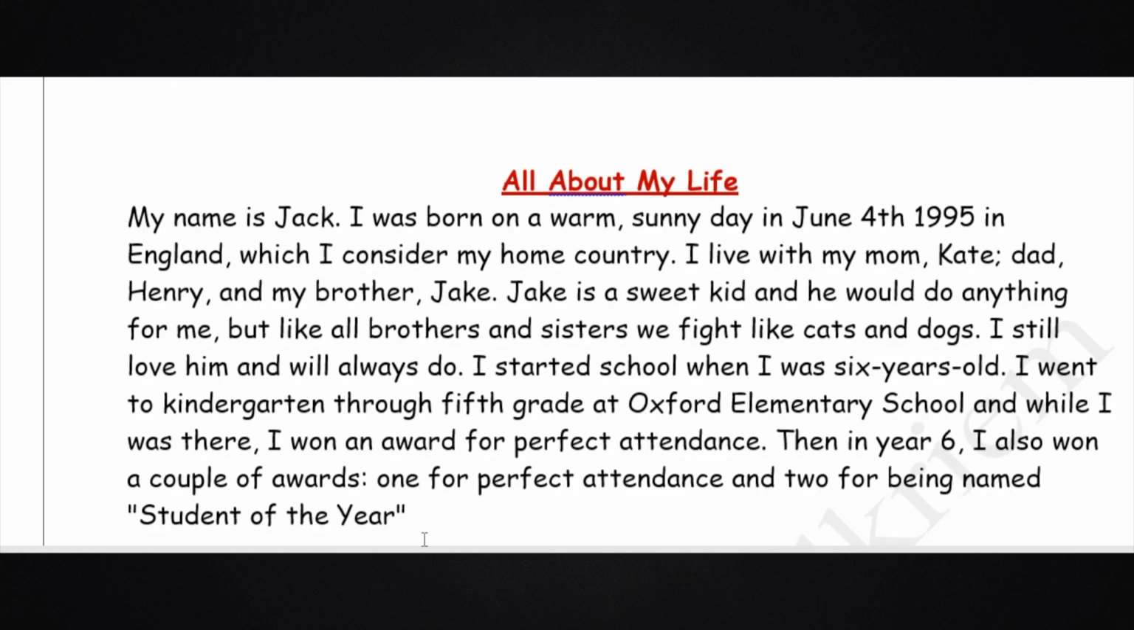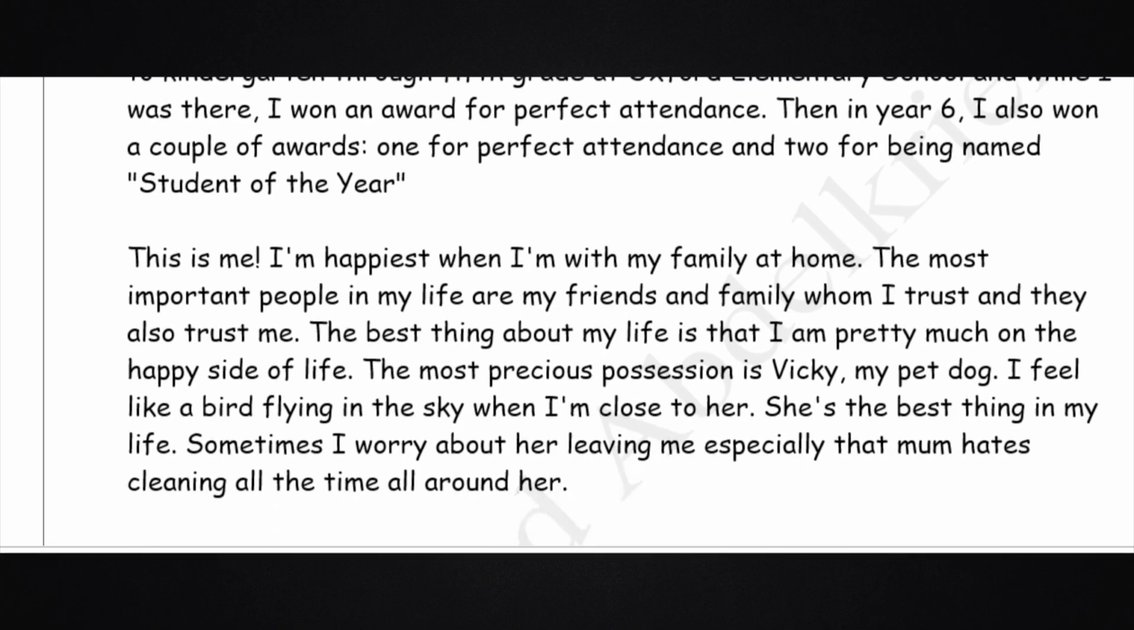I started school when I was 6 years old. I went to kindergarten through 5th grade at Oxford Elementary School, and while I was there, I won an award for perfect attendance. Then in year 6, I also won a couple of awards, one for perfect attendance and one for being named Student of the Year. So the first paragraph was about the date of birth, the home country, family members, family conditions, childhood friends, and school.